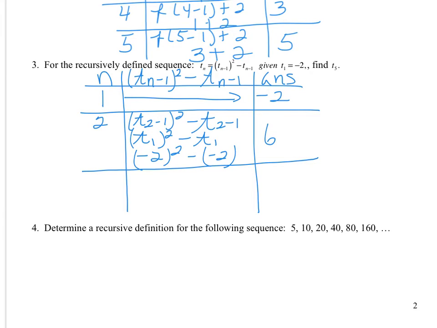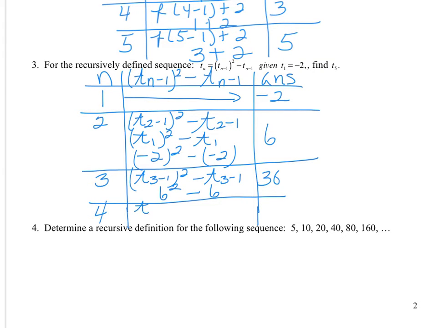So let's do the third term. So we have t sub 3 minus 1 squared minus t sub 3 minus 1. All right, so t sub 3 minus 1 is t sub 2, which is 6. So we have 6 squared minus t sub 3 minus 1, which is t sub 2, which is also 6. So 6 squared is 36 minus 6 is 30. Okay, let's go to the fourth term now.